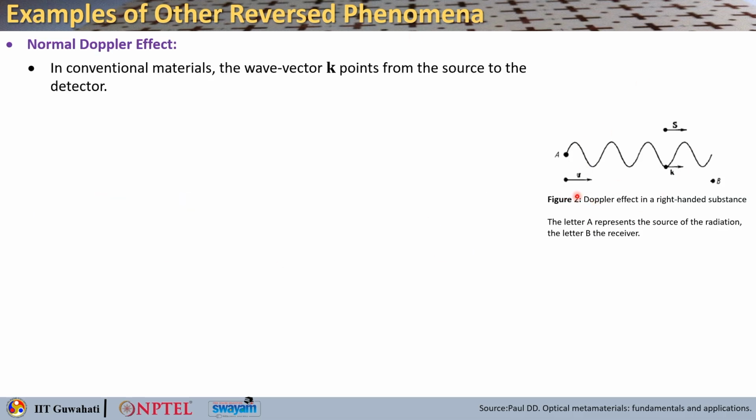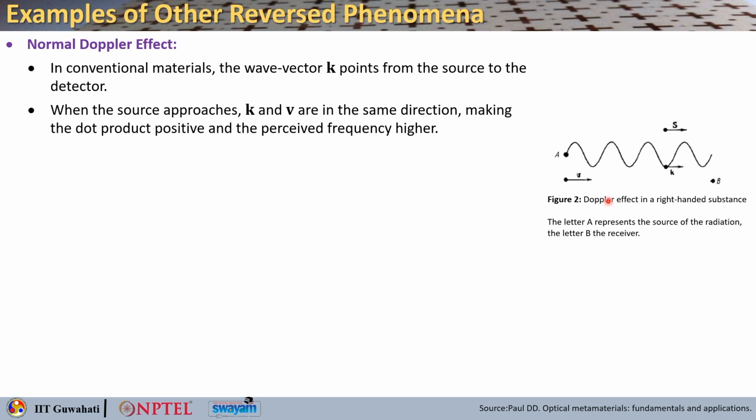Now, in the normal Doppler effect, what happens? In conventional materials where both epsilon and mu are positive, your wave vector k points from the source to the detector. As the source approaches, k and v are in the same direction, so the dot product k·v is positive, and that will increase the perceived frequency.